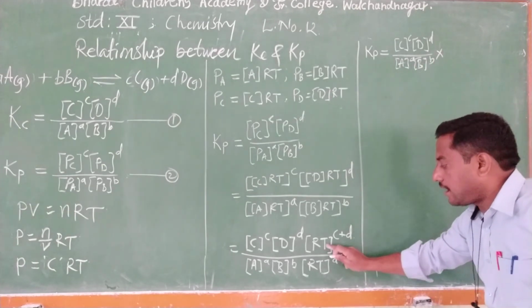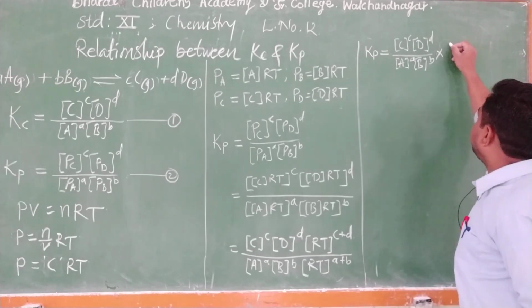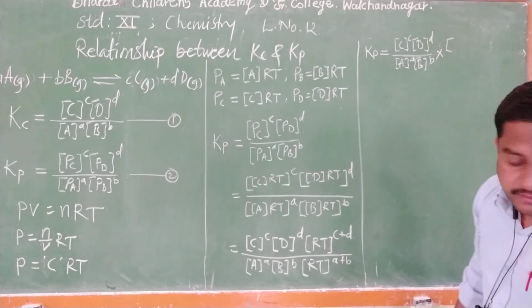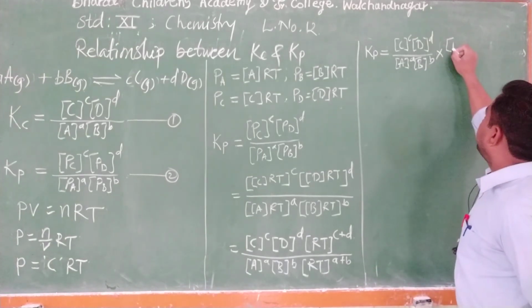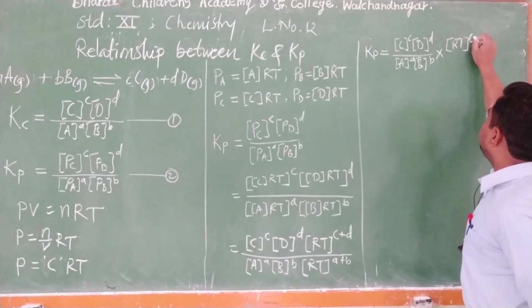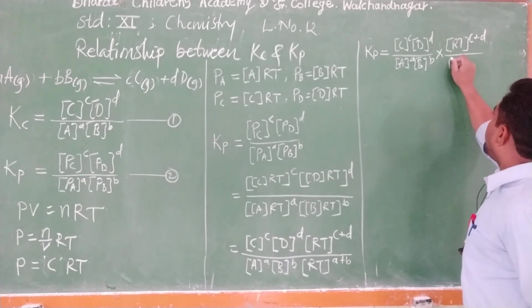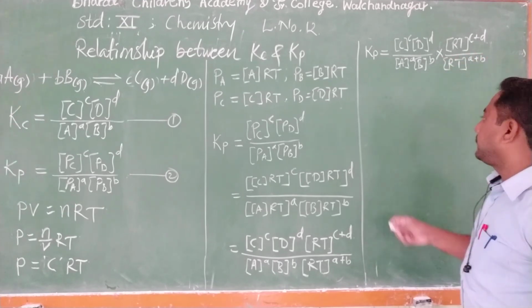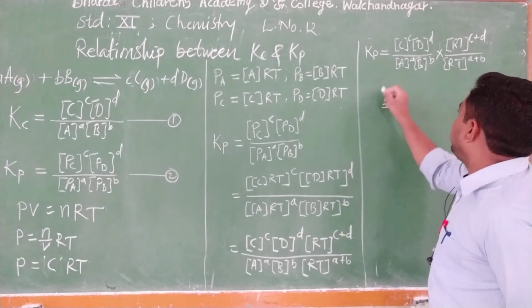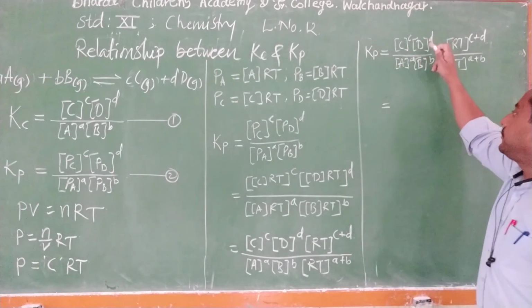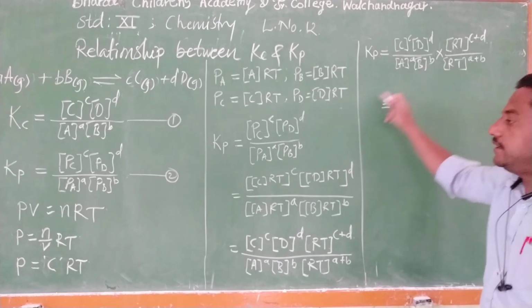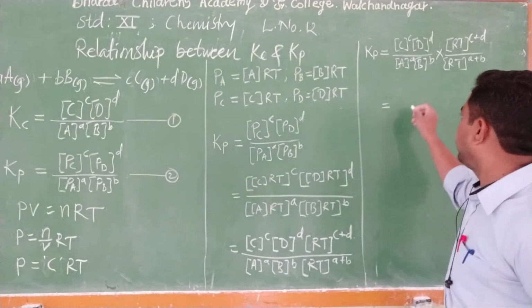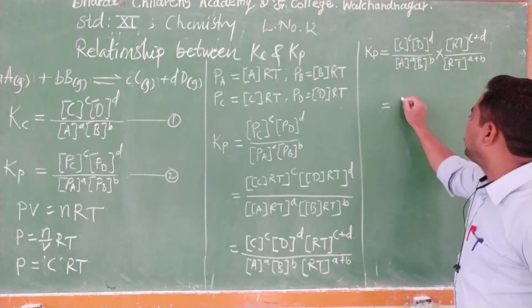Now, once again, here RT is common, therefore, we'll separate in the beginning and then we'll try to take common, RT raised to c plus d, right, upon RT raised to a plus b. This is how you'll get the equation after separation. Now, this Kp will be equals to, now C raised to c into D raised to d upon A raised to a and B raised to b, you can see the value from equation 1, that is nothing but Kc. Okay, this particular first ratio is nothing but Kc.